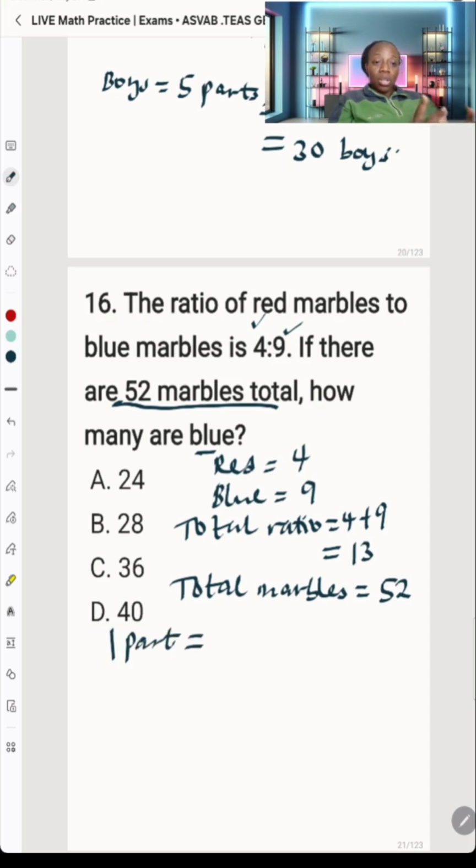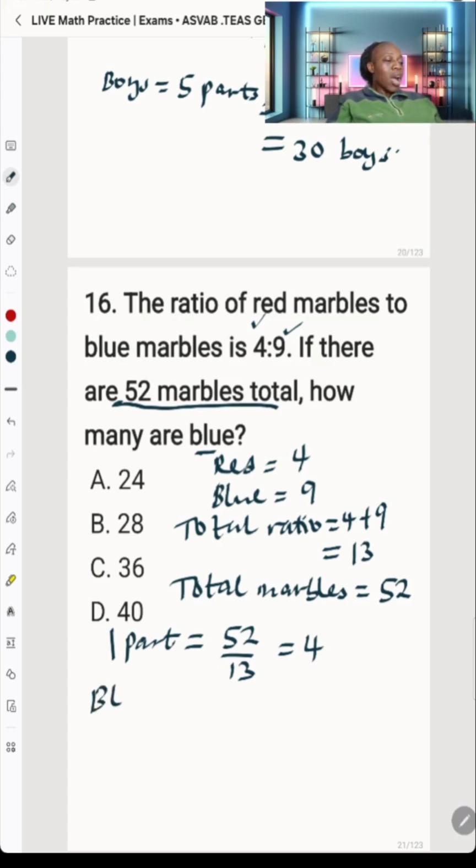1 share of it will now be 52 divided by 13. What would that be? How many 13 do we have? That should be 4. Okay? So if you share this 52 into 13 parts, it will be 4 each. Then the question is asking for blue.